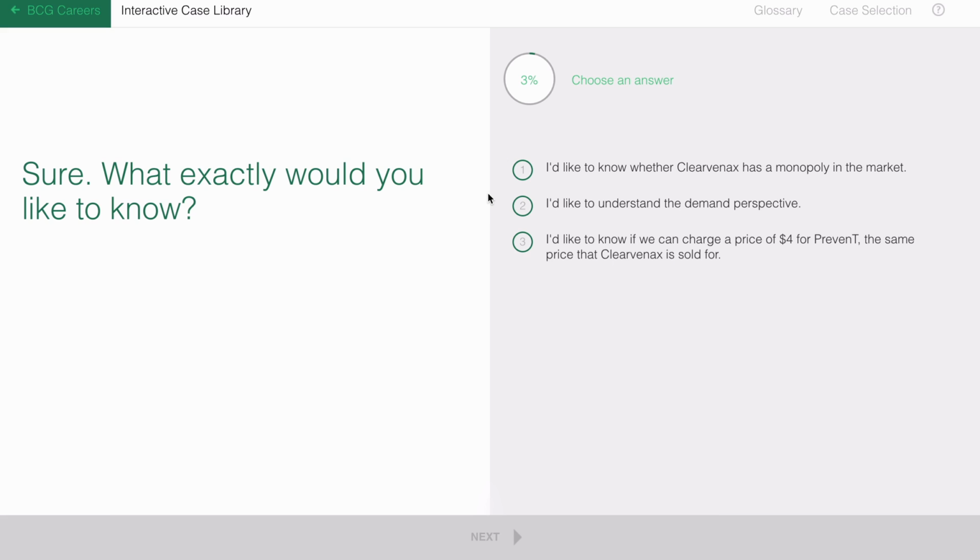Option choice 2 says, I'd like to understand the demand perspective. And option choice 3 says, I'd like to know if we can charge a price of $4 for Prevent-T, the same price that Clearvanax is sold for. So I don't like answer choice 3 here because it jumps right into proposing a price of $4 before we even understand the drug and the customers and what pricing mechanism to go with. So for that reason, I'm going to go with answer choice 2 here. If we can better understand the demand perspective, we can understand what pricing mechanism makes the most sense for this drug.